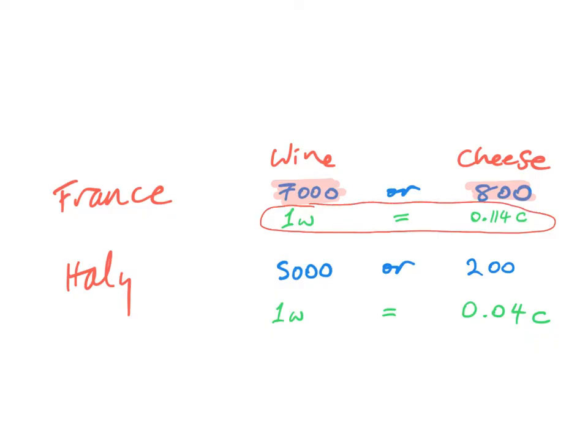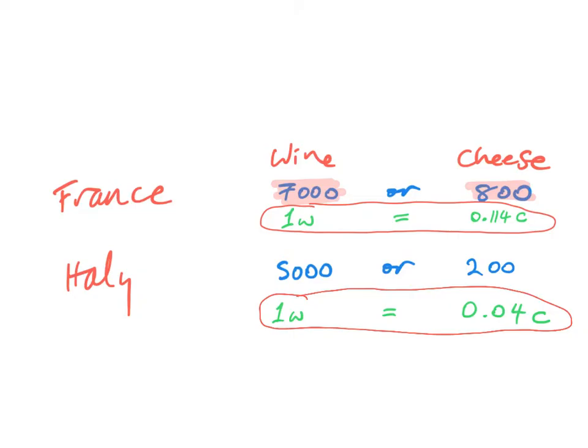Let's do the same with Italy. So we'll take this number, 5,000, and divide it by 5,000. So that gives you one bottle of wine. Take this number, 200, also divided by 5,000. It'll give you 0.04 tons of cheese. That means the opportunity cost of one bottle of wine for Italy is only 0.04 tons of cheese.